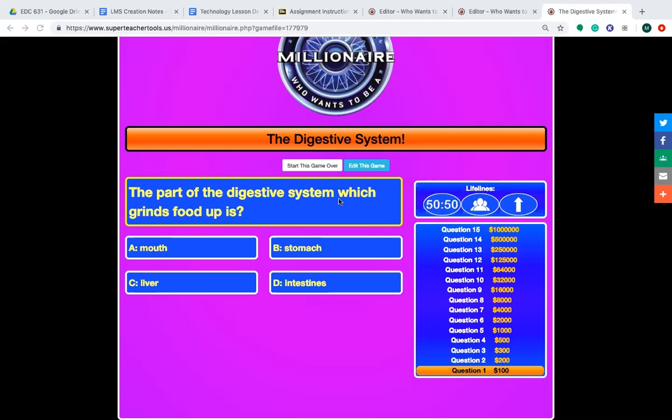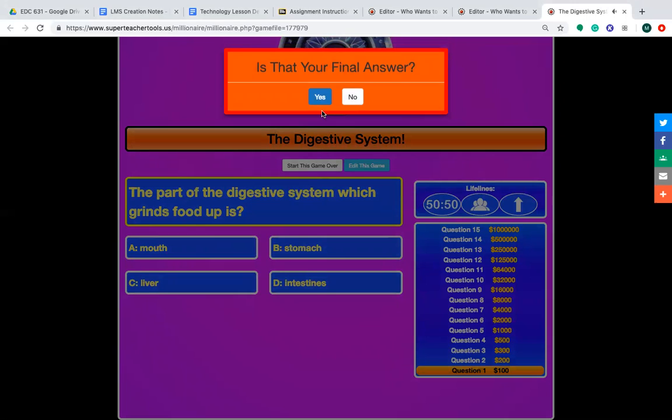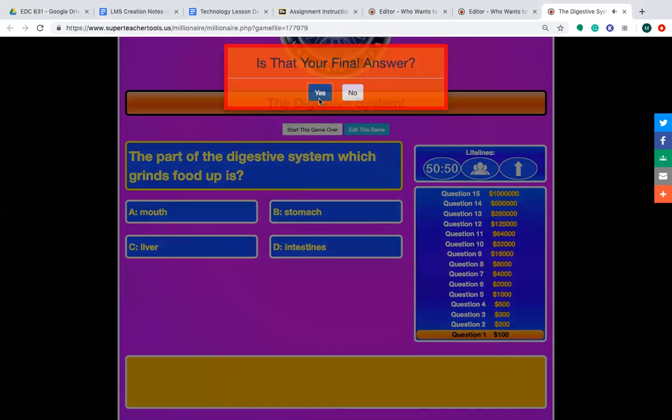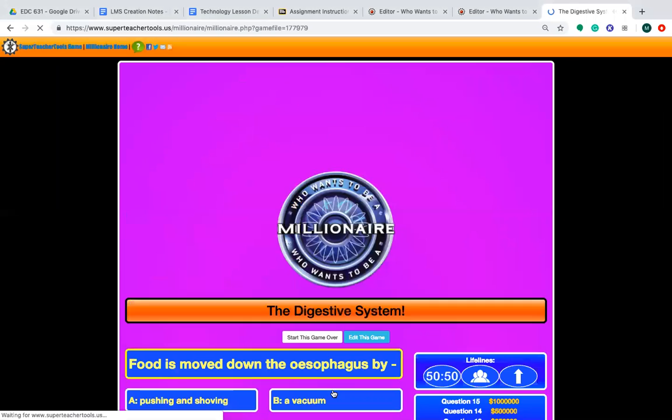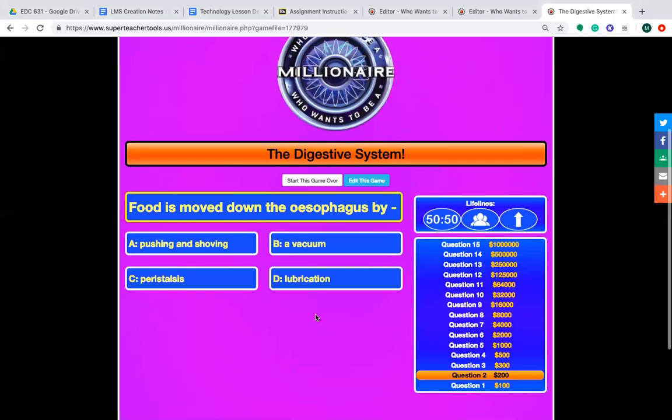The part of the digestive system which grinds food up is, and I would pick out of my 4 multiple choice answers what I think it is, and then I do have to click, yes, that is my final answer. It'll tell me at the bottom here whether it's correct or not, and then I click yes to move on. So here's the second question.